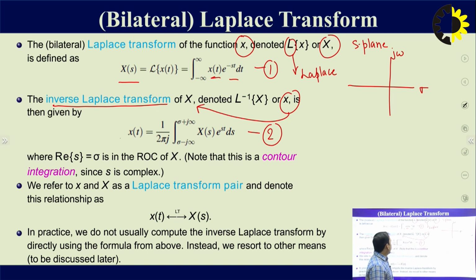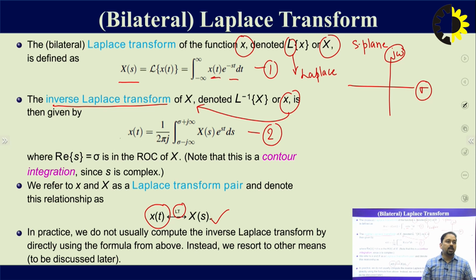So if we are talking about the real part of s, we must be clear that we are talking about sigma, and if I am talking about the imaginary part, it is nothing but j omega. Now most of the time we'll refer to x(t) and, with this interchangeable sign, its Laplace transform is X(s), and naturally the inverse transform is x(t).